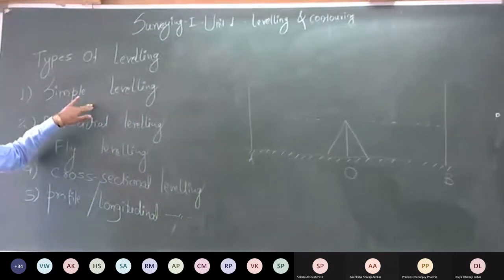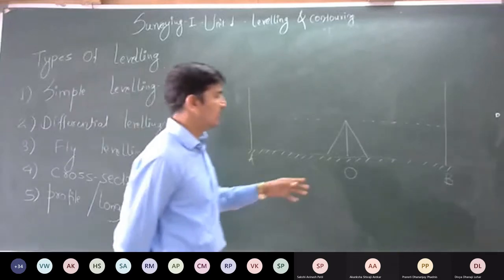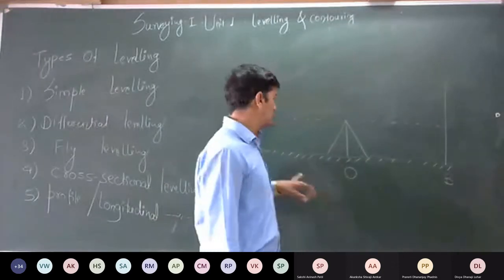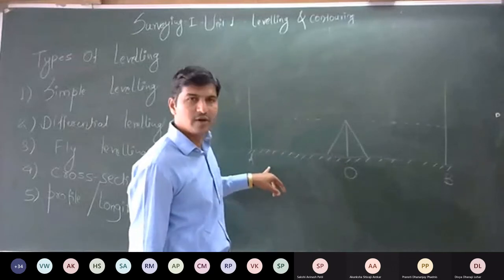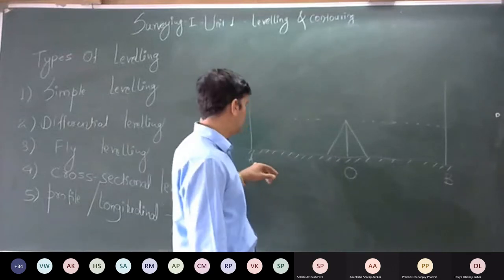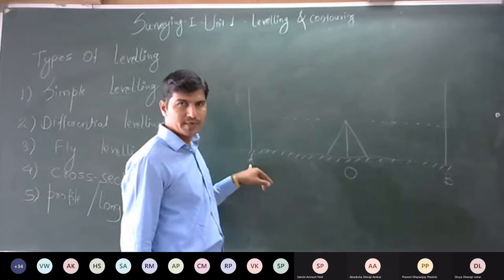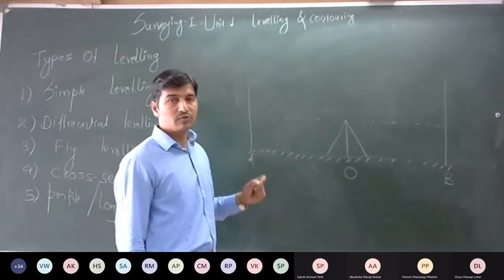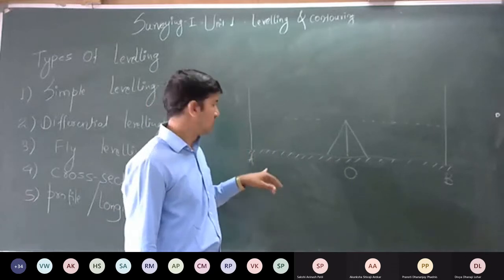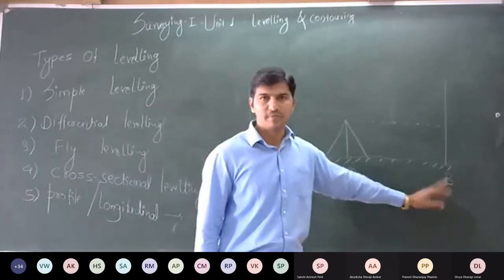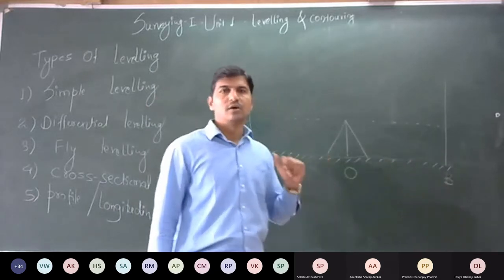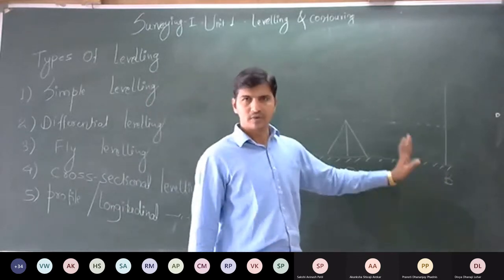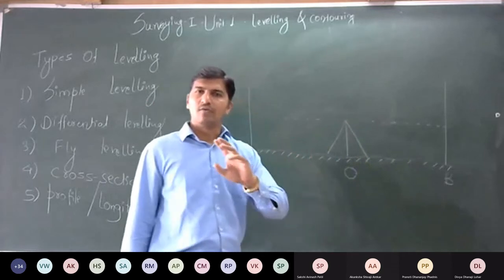Now, the first type we'll focus on is simple leveling. In simple leveling, the figure is explained like this. We have 2 points, point A and point B. Our aim is to find out the level difference between point A and point B. The ground is almost gentle, a slope is there.